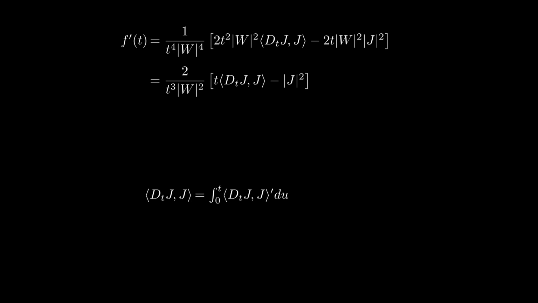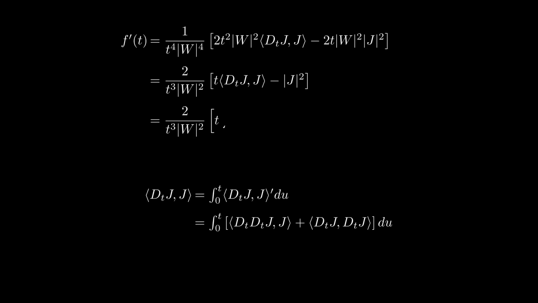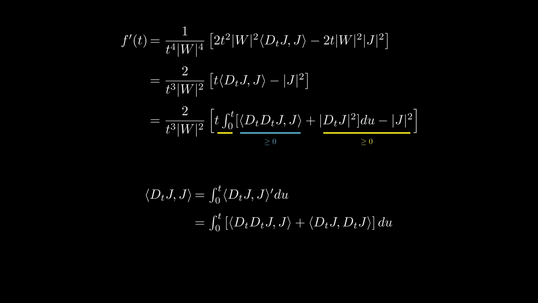Recall that J(0) is 0, so by the fundamental theorem of calculus, D_t J is the integral of its derivative. We expand this derivative and substitute in the derivative of f. The term inner product of D_t D_t J with J is non-negative by lemma B. By lemma A, t times the integral of |D_t J| squared is at least the norm of J squared, so f prime is not negative. This finishes the proof of the theorem.